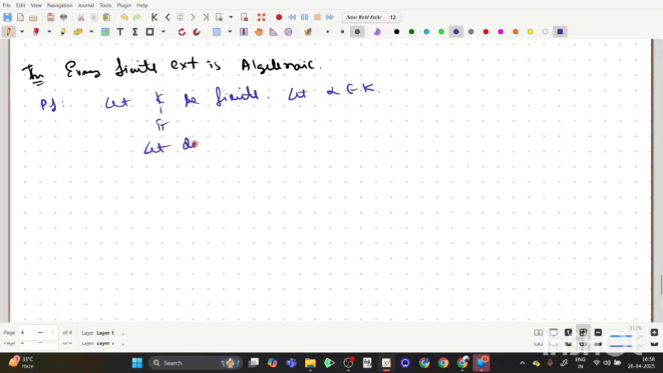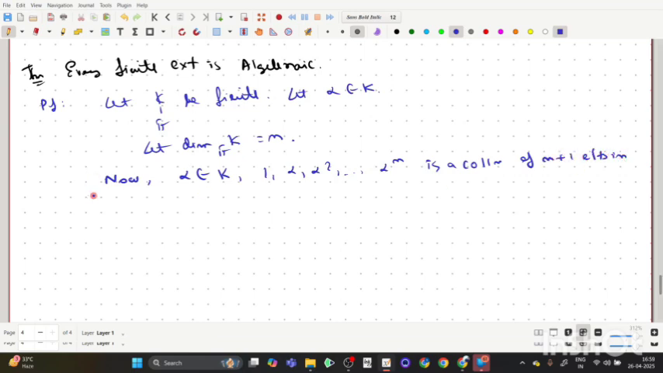Let the dimension of K as an F vector space be n. Fine. Now observe the following. Since alpha is in K and the dimension of K as a vector space over F is n, 1, alpha, alpha square, till alpha^n is a collection of n plus 1 elements in K, right? Is it clear?